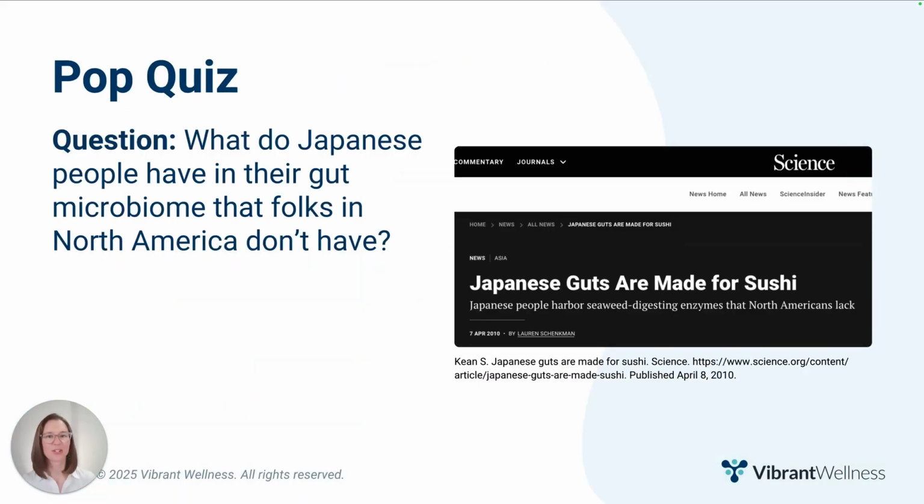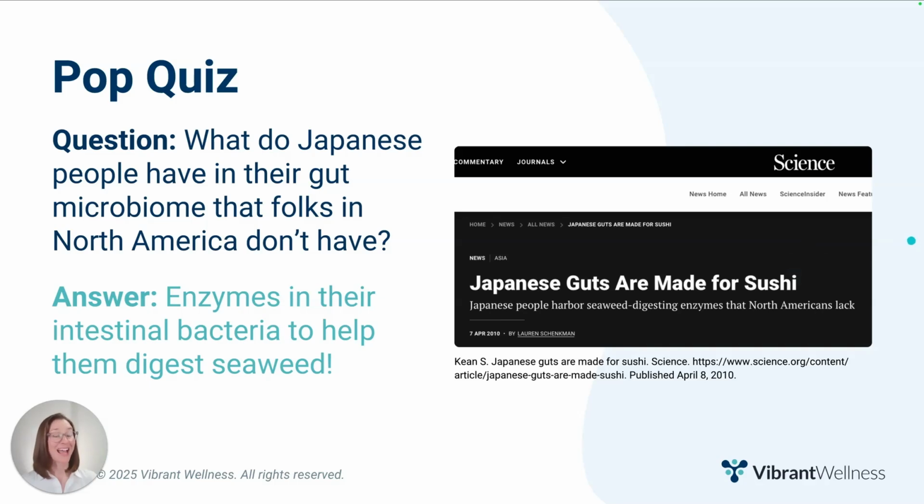Before we dive into additional interventions, I have a pop quiz for you. What do the Japanese have in their gut microbiome that folks in North America don't have? The answer is enzymes specific for digesting seaweed. According to science, Japanese people harbor enzymes in their intestinal bacteria that help them digest seaweed, enzymes that North Americans lack. What's more, Japanese may have first acquired these enzymes by eating bacteria that thrive on seaweed in the open ocean. In other words, feed it and it will grow.